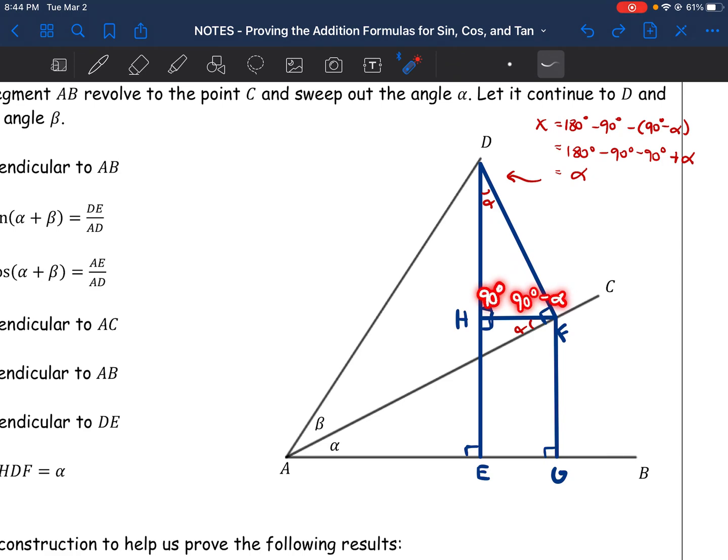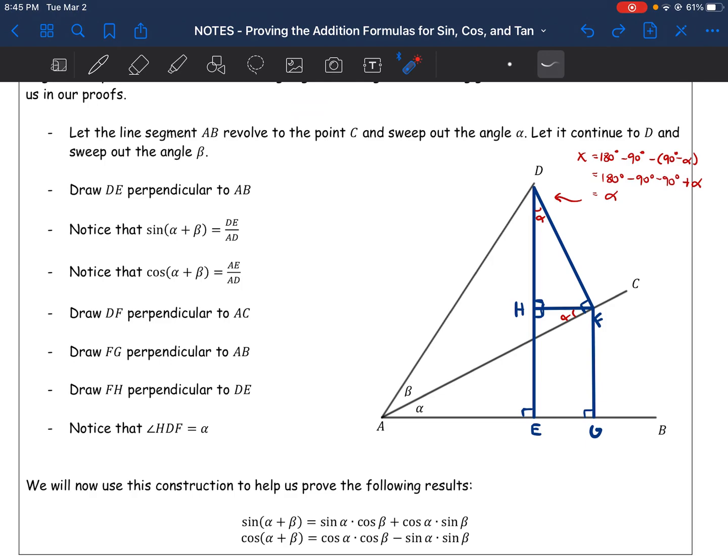This is 90 degrees, which means that this angle, which we're calling X right now, is 180 degrees minus the 90 degrees from right here, minus the 90 degrees minus alpha from right here. If we go ahead and distribute the negative here, we get 180 degrees minus 90 degrees minus 90 degrees plus alpha. The 180 minus 90 leaves us only with alpha, so X, which is what we call this angle, has to be alpha. So it's a quick little verification that this angle right here really is alpha. And that's going to be important to us as we're proving the addition formulas. Okay? So this is our special geometric construction.